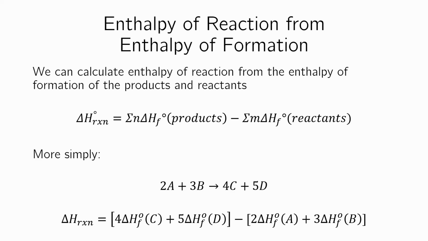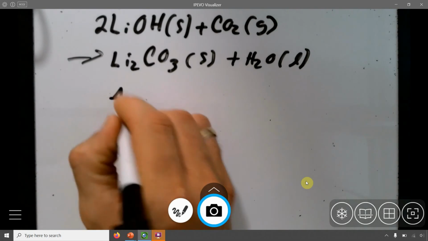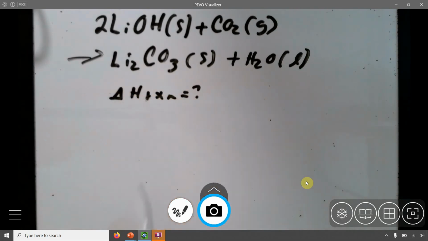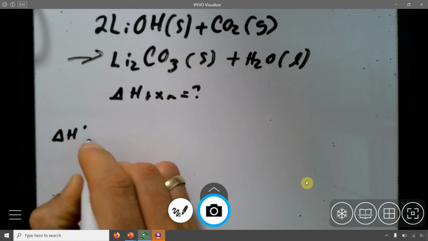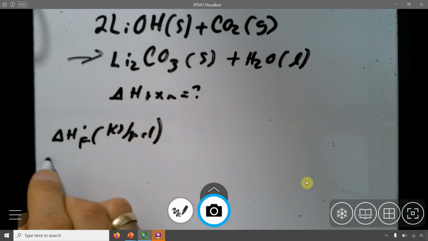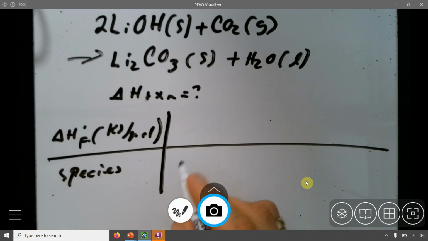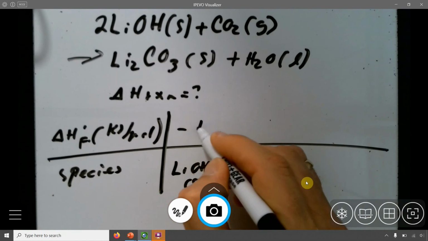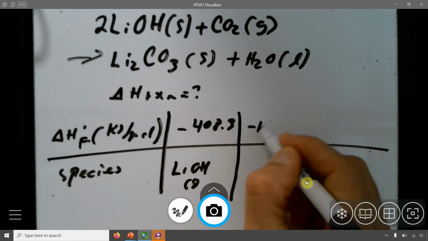So here, let's look at an example. I have this equation, and I want to know what the delta H of reaction is at room temperature. I'm going to give you the delta H of formation in kilojoules per mole for all the species. LiOH solid is negative 408.3. This is just here, we're going to refer to it later.